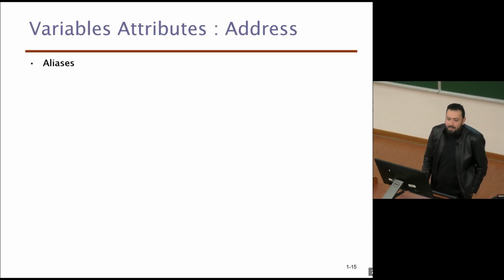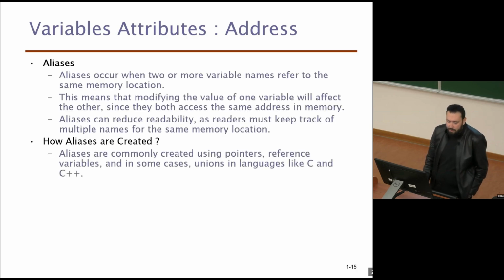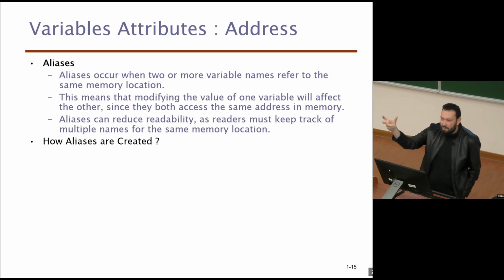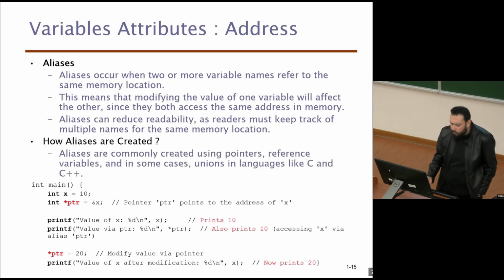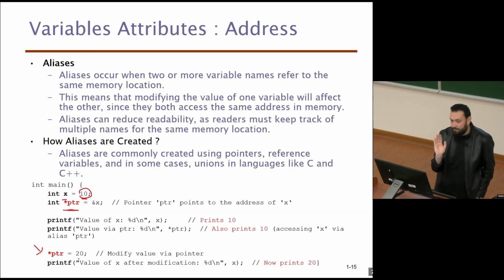Who knows what aliases mean? Yes? When two variables refer to the same thing, like reference semantics. Exactly. If we have something like this, two variables will refer to the same thing. Now, how can we usually do this in C++ or C? Usually we use pointers. We'll say, okay, int x equal 10, and then I'll create a pointer that will point to x. If I change this pointer to 20, it will also change the x.